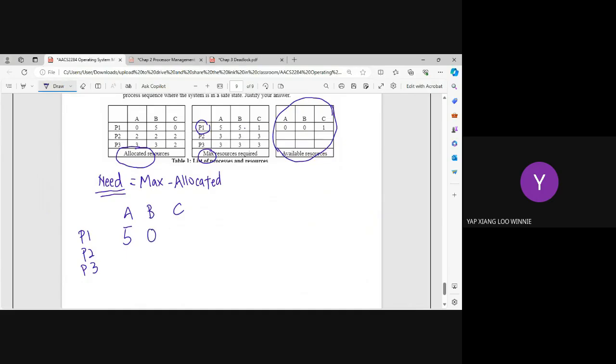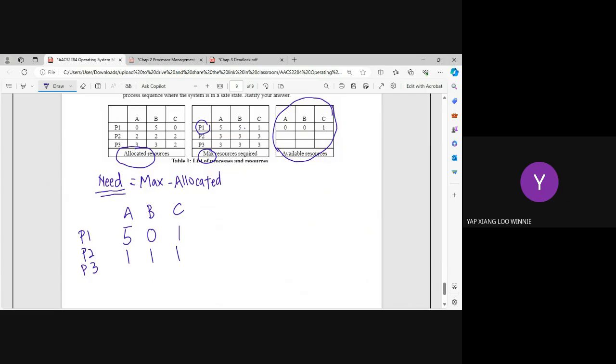Can you follow? I hope you can follow. So for C, they need 1 to complete, but there is 0 allocated. So I need 1, you haven't allocated me anything, so I still need 1. So for process 2, same. I need 3A, but I already allocated 2A for them. So they need 3, I already gave 2, they have 1 still needed. And for B, process 2 needs 3B, but I already allocated 2B, so they only need 1. Same goes to C, 3 and 2.